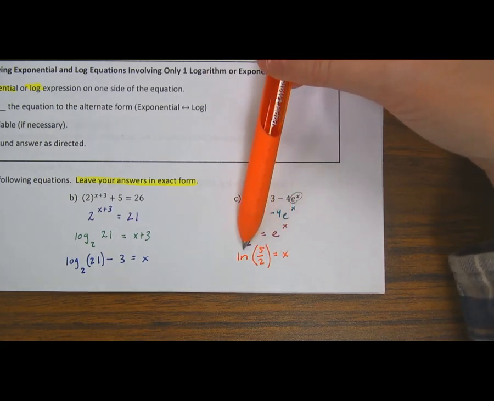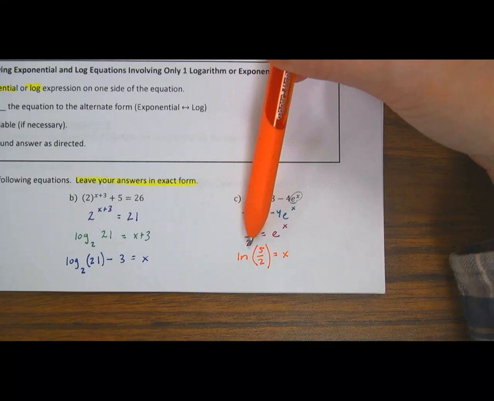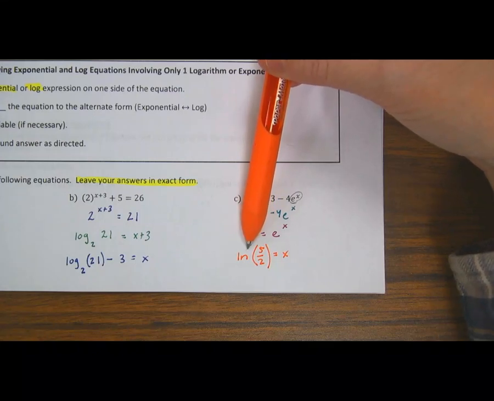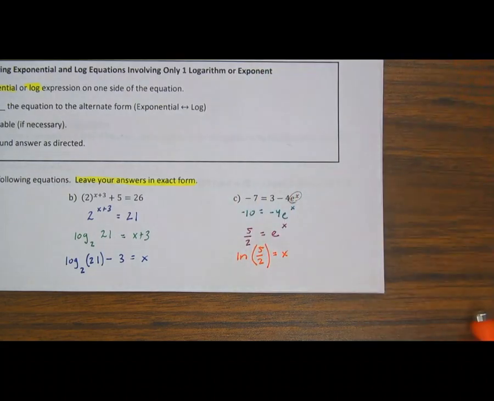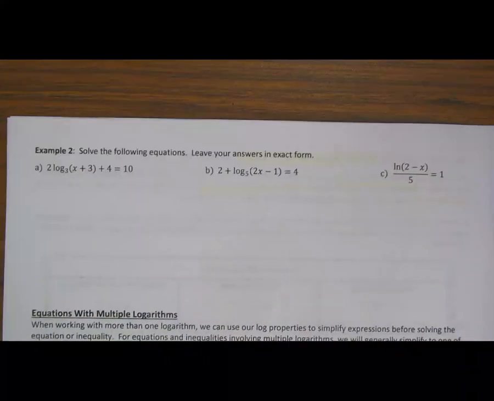How did I know to use ln instead of log? Well, instead of writing log base e, I just kind of thought ahead and thought, well, log base e is natural logarithm by definition. So those are pretty straightforward. Let's go to the back.